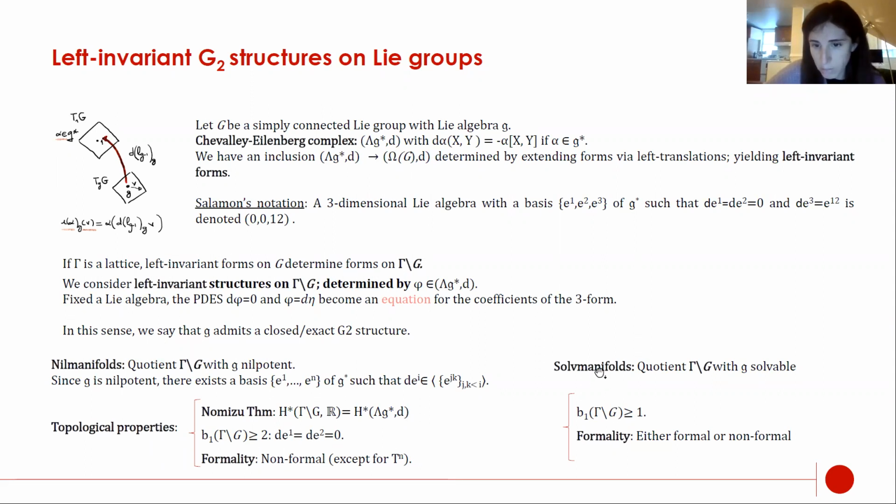In the same way, solved manifolds are compact quotients where the group is solvable. They have first Betti number greater or equal than 1, but this can be either formal or non-formal.